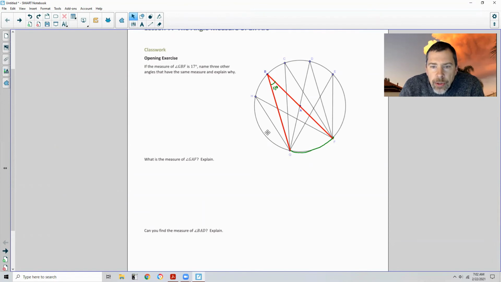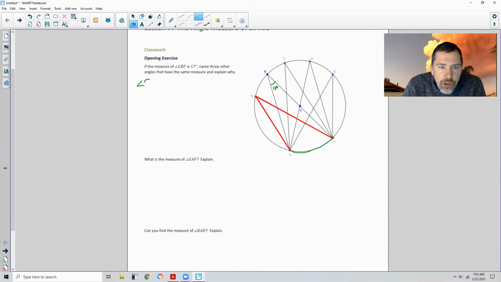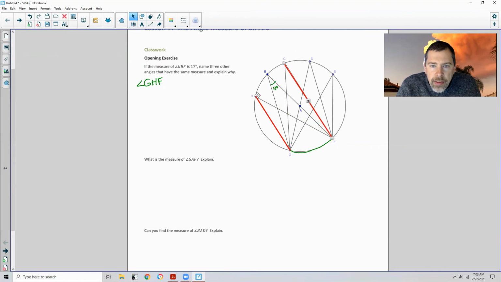It says name 3 other angles that have the same measure and explain why. Well, if I move this down here and move this down here, then you can see GHF intercepts that same arc. So one angle is going to be angle GHF. Another one, I'll move this on the endpoint, not the whole thing, up to C. As you can see, GCF intercepts that same arc. So GCF.